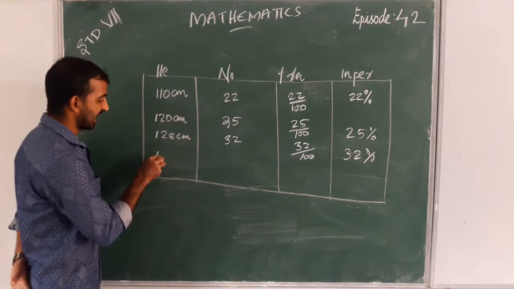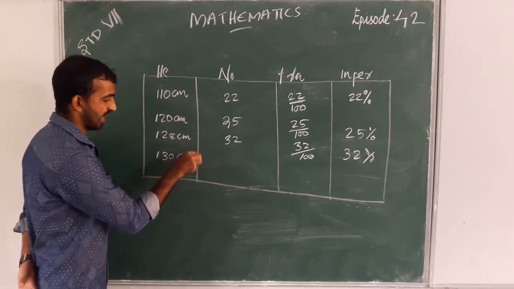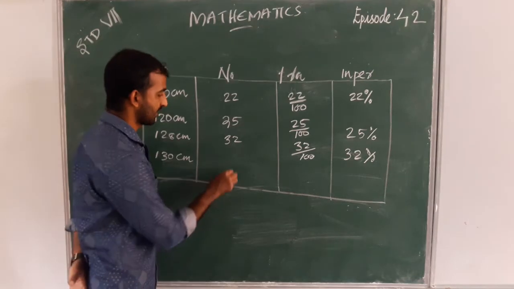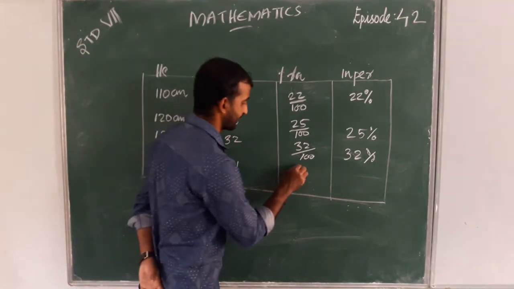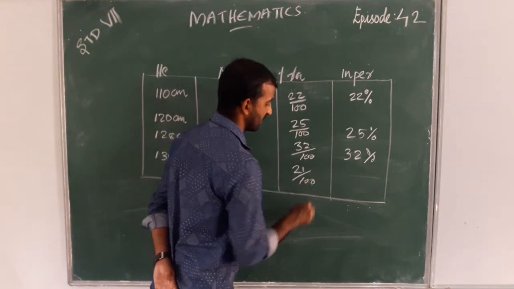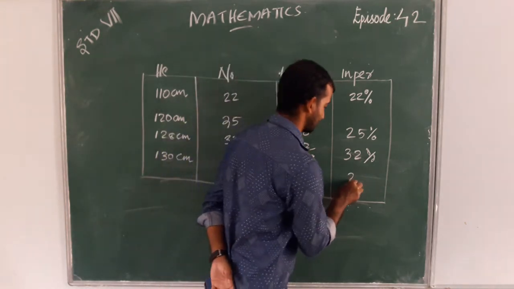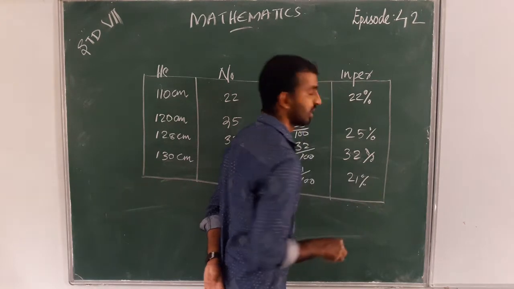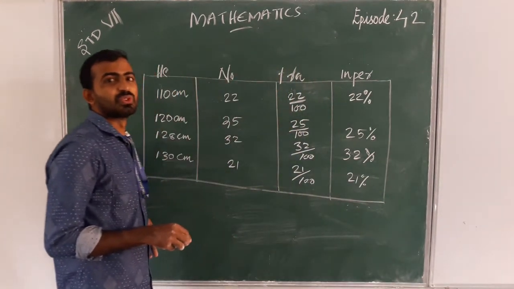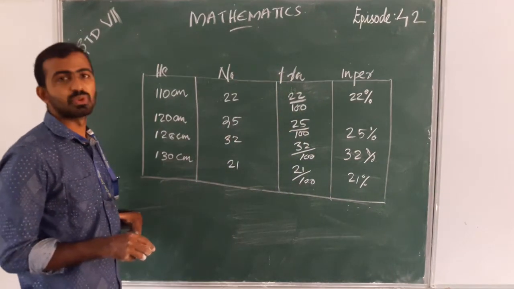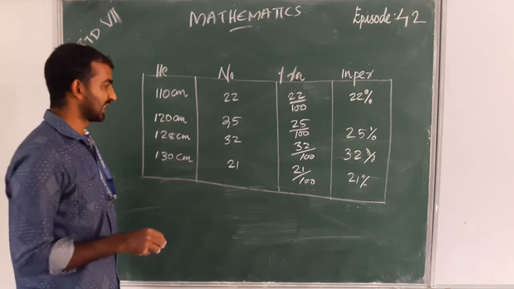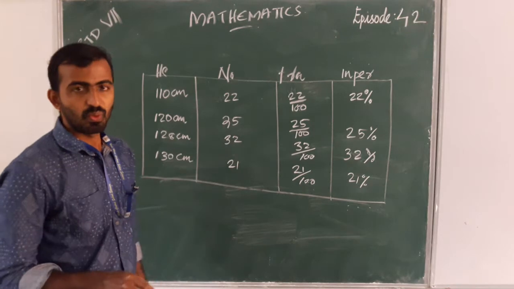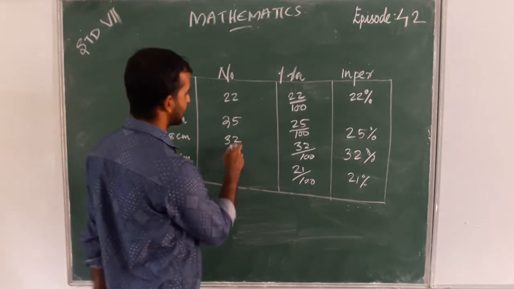That is 130 centimeter. That is 21. What is the fraction? 21 by 100. 21 by 100. That is 21%. 21%. When we add these, what is the answer?